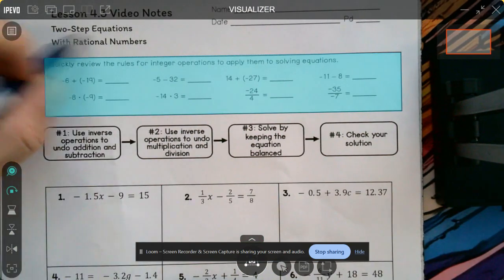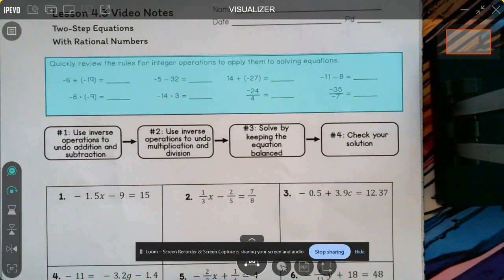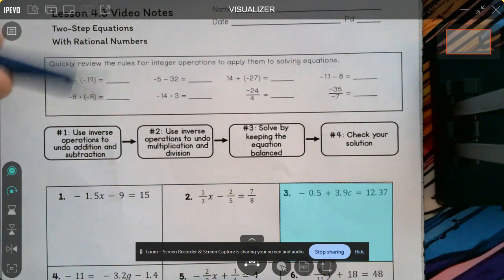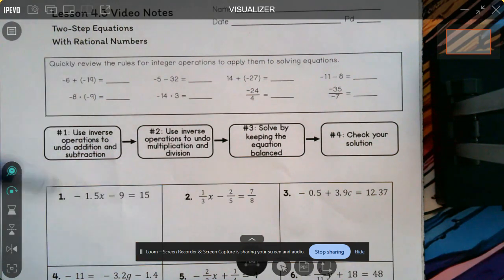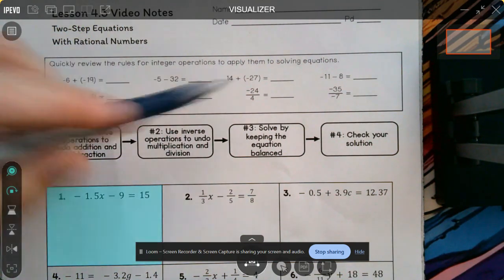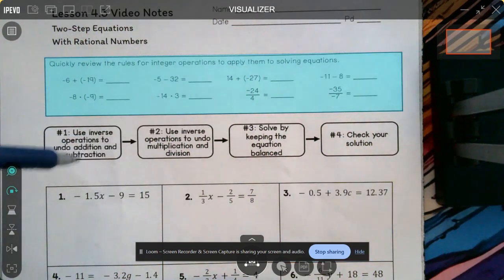We're solving two-step equations with rational numbers. First, we're going to review our integer rules, just adding, subtracting, multiplying, and dividing, just to keep it fresh in our brain. So go ahead and pause the video. Make sure you have a calculator. I want you to solve these 8 questions here, and then I'll come back here in a second.